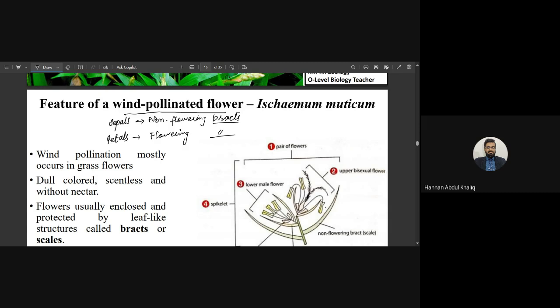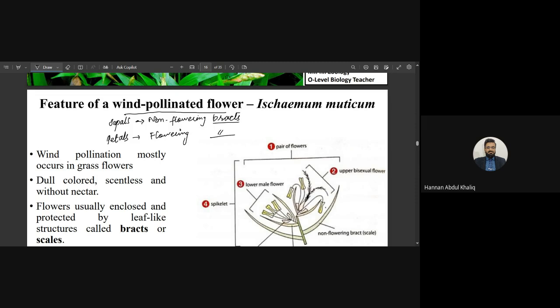Why? Because typically these sepals and petals were named for those flowers which are brightly colored and have a good scent. But those flowers which are like grassy flowers did not get the name of sepals and petals because they are not brightly colored, not good scented, and not as conspicuous as the insect pollinating flowers. So we named them bracts. The sepals are called non-flowering.